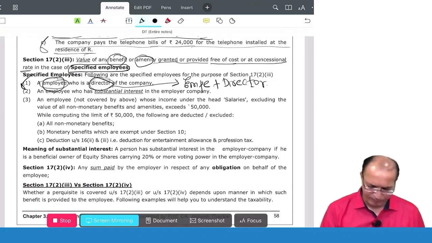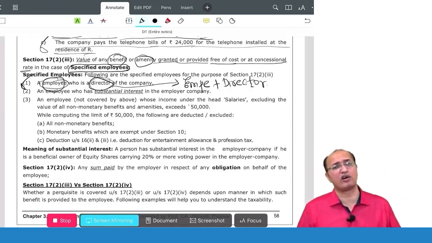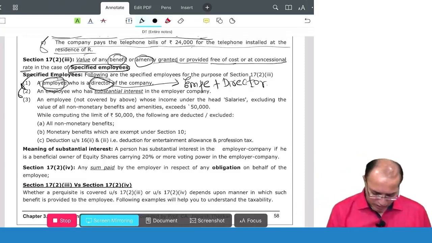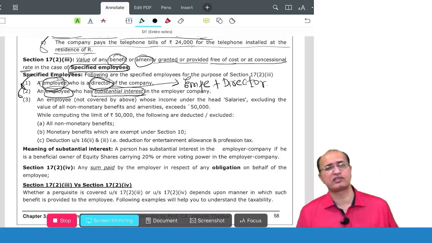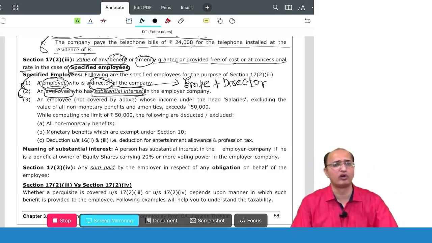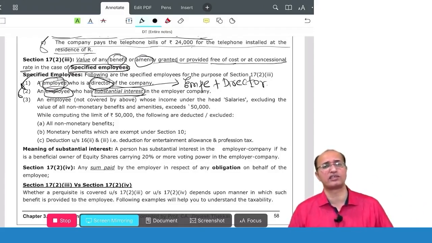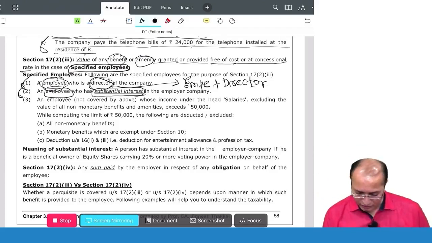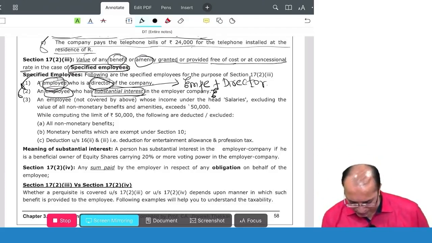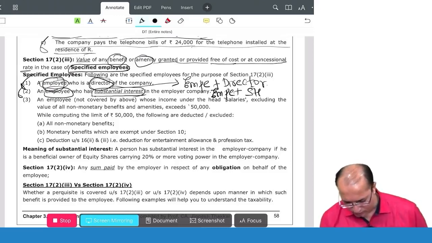So point number 1, an employee who is a director of the company is a specified employee. Point number 2, an employee who is having a substantial interest in the company. Substantial interest in the company means that the employee is holding 20% or more shares in the company. In other words, that person is an employee plus he is a shareholder holding 20% or more shares.